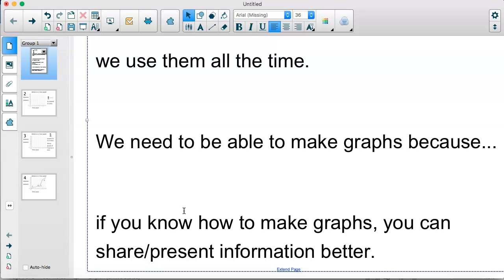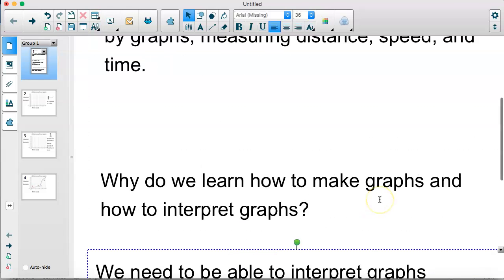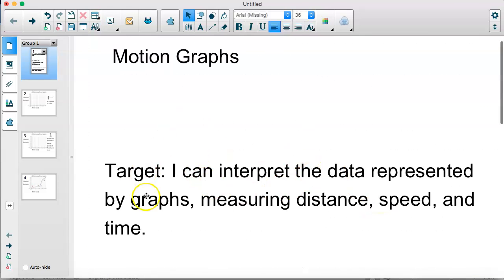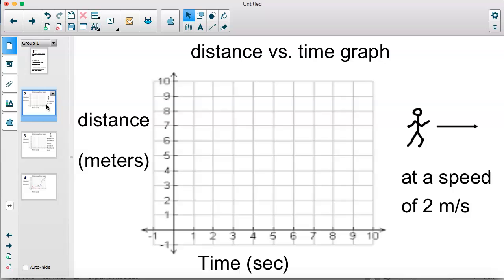Okay, so with that being said, let's start hitting today's target and learning how to interpret data represented by graphs, specifically measuring distance, speed, and time.